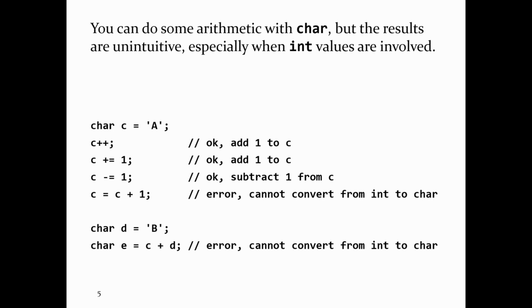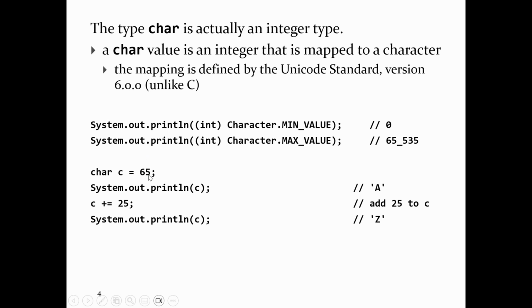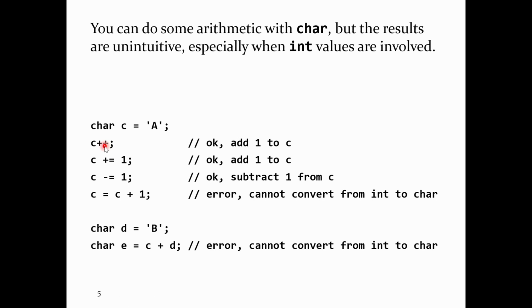so that changes C from 65 to 66, and now you get the uppercase B if you print it. You can use plus equals. Just like in Python, C plus equals 1 means take 1, add it to C, and change the value of C. So that now gives me the uppercase C, or the integer value 67. Minus equals 1, so now we go back to 66, which is the B again.